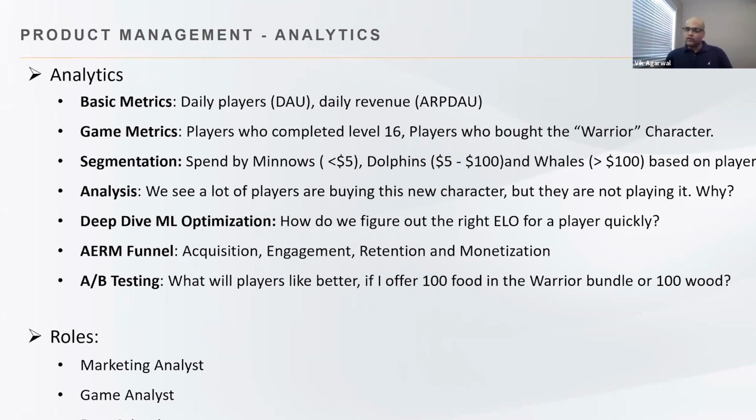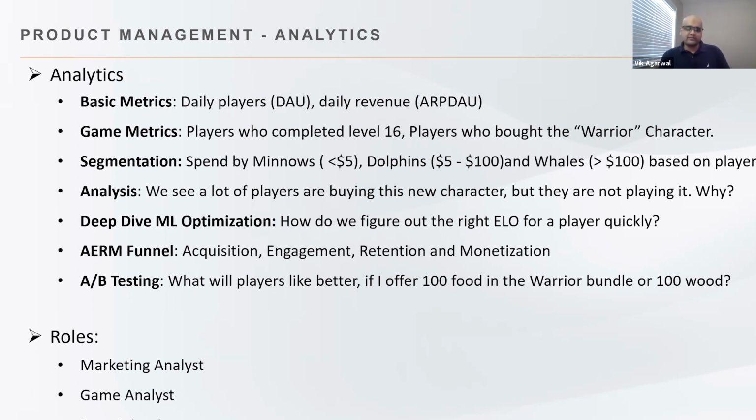The next thing, we already spoke a bit about the AARRR funnel. That's something PMs do every day. And the last part is A/B testing. Now, this is something that's the bread and butter of every PM, because we only know what we know. We don't know what players will like. So, if I'm doing a sale, should I put 100 food in the warrior bundle or 100 wood? What would players like better?